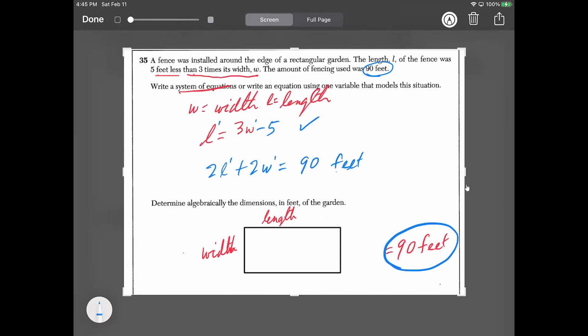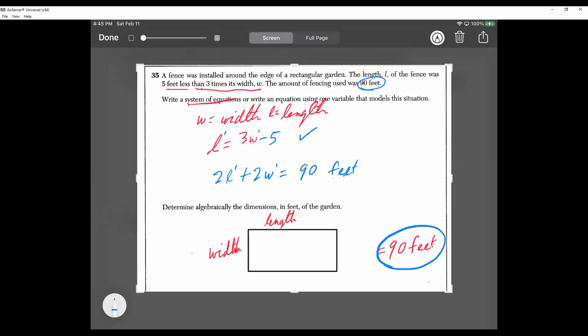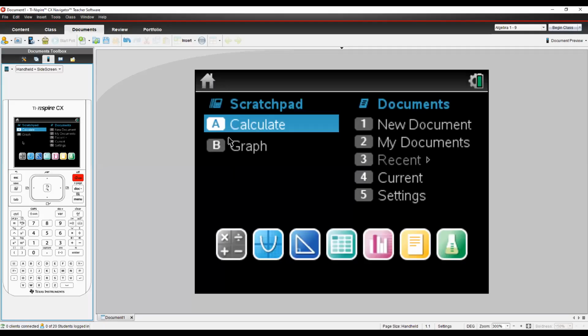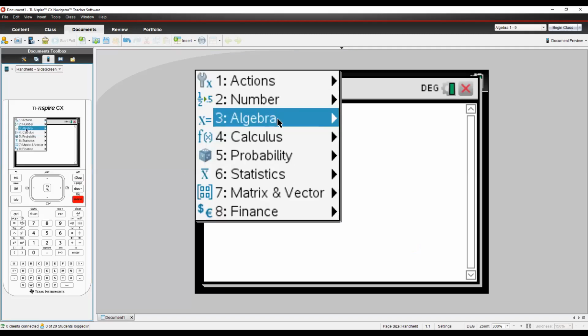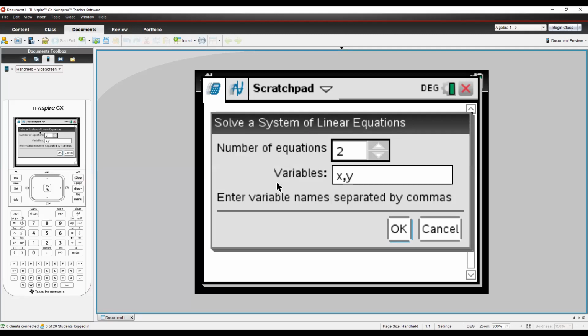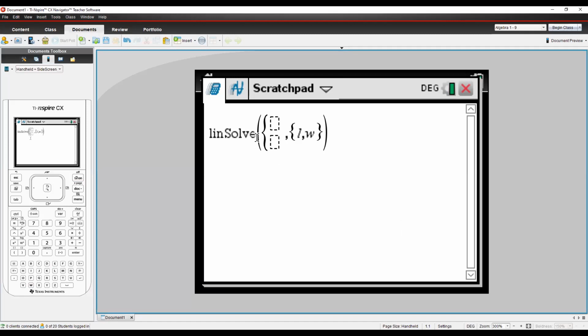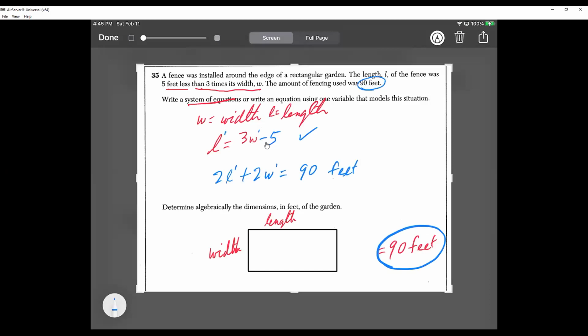Here's my calculator. I'm going to go to the calculate screen, and from here, I'm going to do menu 3, and then solve a system of linear equations. How many equations do we have? We have 2. What are the variables? We're not using X and Y, we're using L and W. So we're going to put L, comma, W. Then we have to enter the 2 equations: L equals 3W minus 5 and 2L plus 2W equals 90.